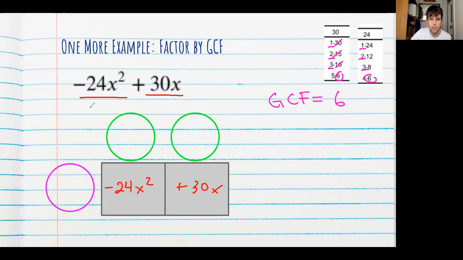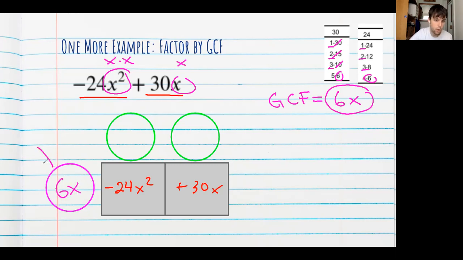Then I need to take a look at my variables. So again, notice here, I have x's for both of these terms. I have x squared, which is x times x, and I have x. So each of these have at least one x, so they have a single x in common, so we'll put a single x with our GCF. So now we've figured out both parts of our GCF. We found the number, and we found if they had a variable in common, which they do. So we write that right over here.